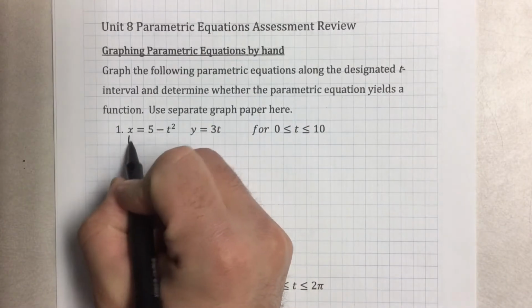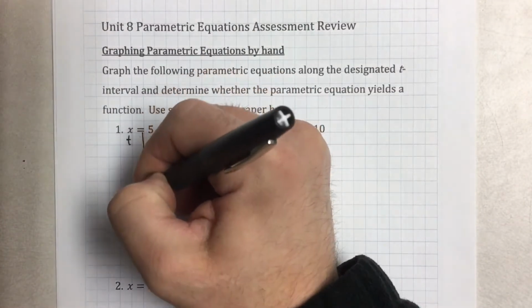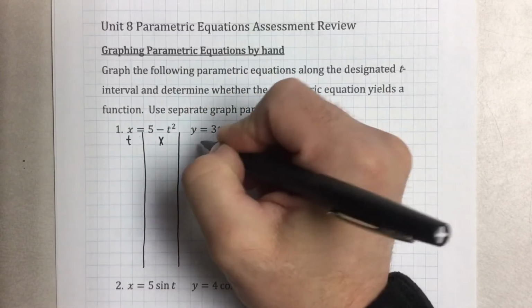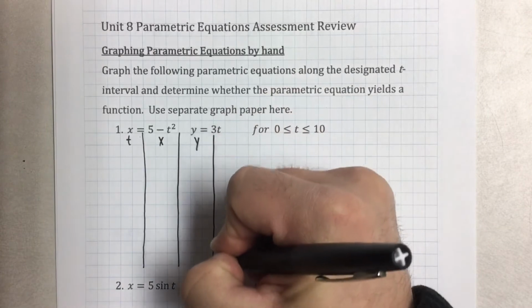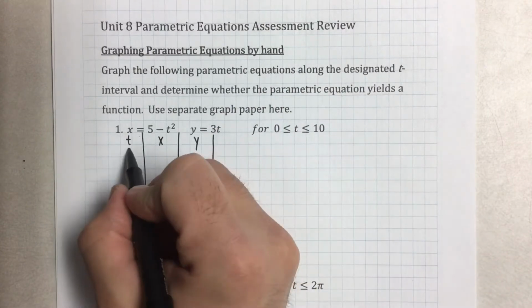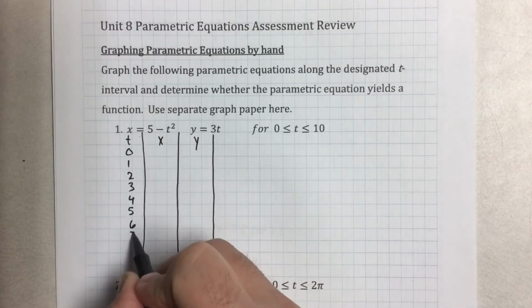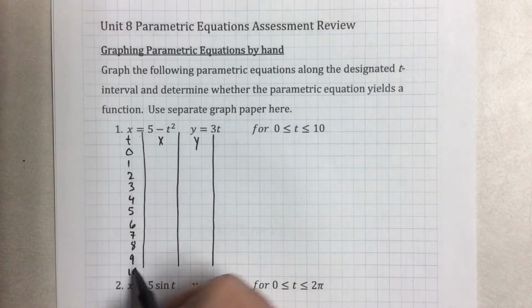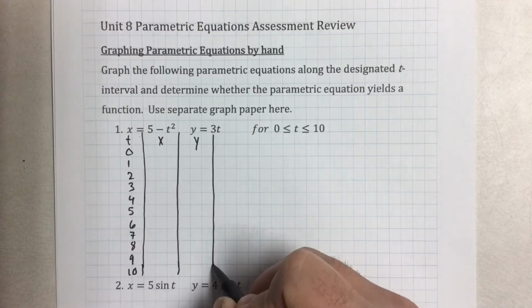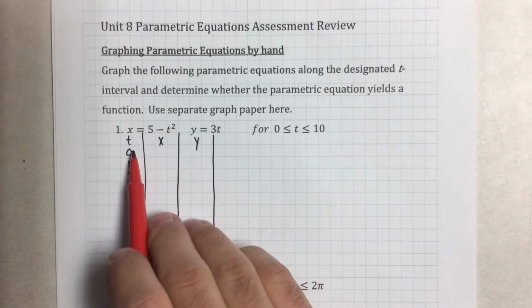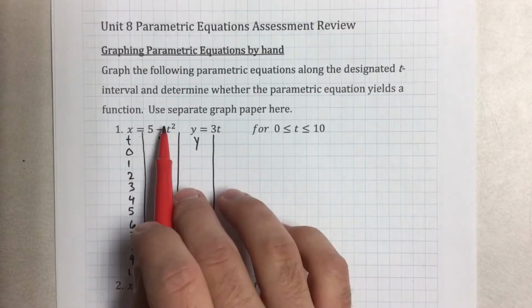So let's do that. t, x, and y. And we want to go from 0 to 10. Now, I'm not going to go through the whole entire table. I'm not going to talk about what I'm doing. I'm just going to go through a couple lines, speed up the video a little bit, and show you the finished product. So we substitute 0 in for t in both equations.